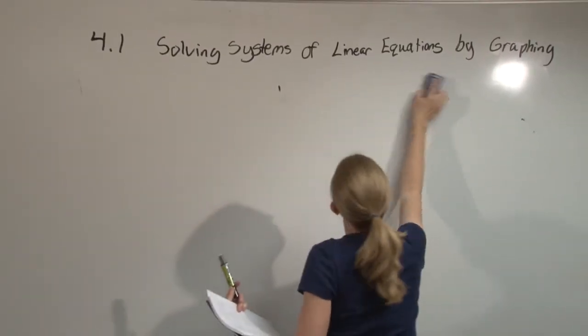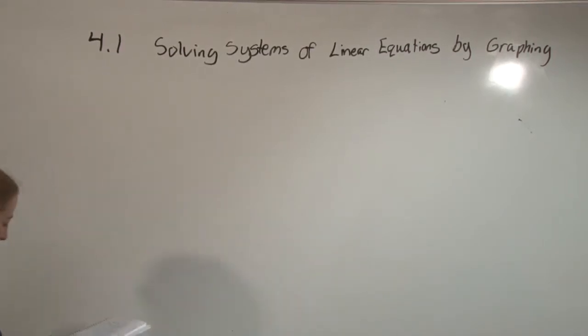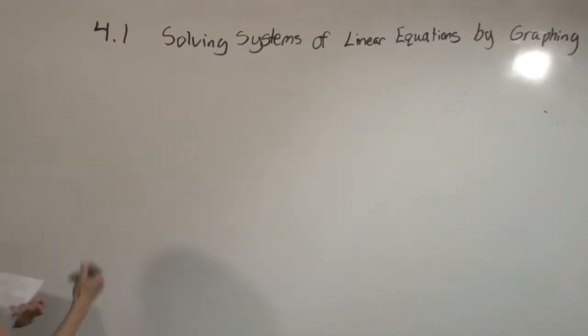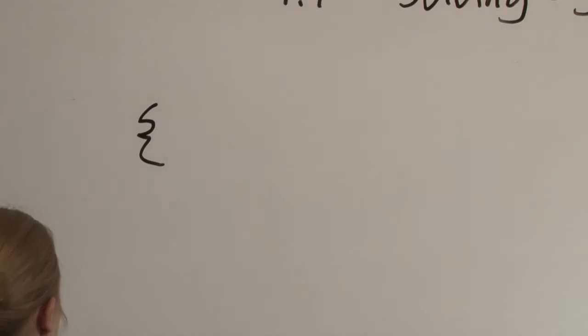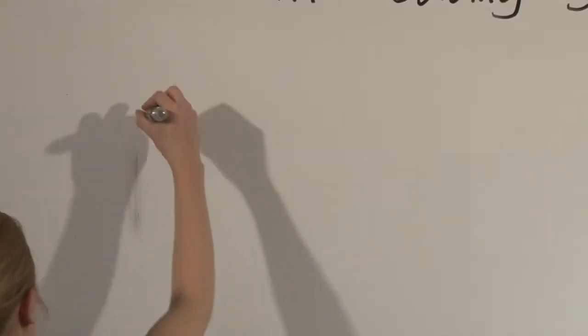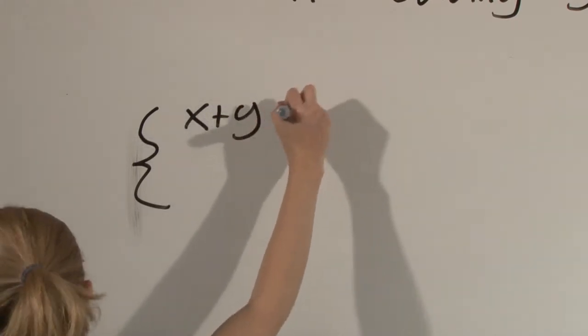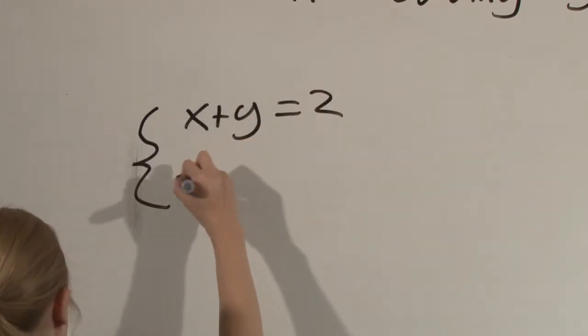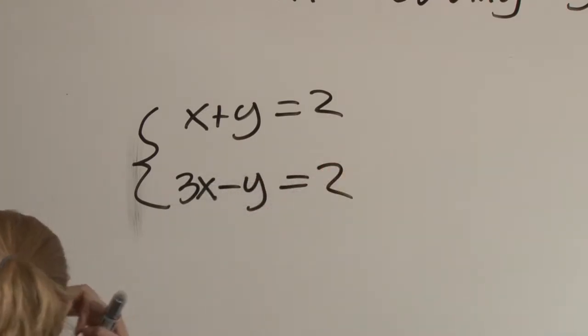And for all of these, after we solve them, I'm going to determine whether they're consistent and then whether or not they're independent. So the first system I have here, it's not going to be big enough. x plus y equals 2. And 3x minus y equals 2.